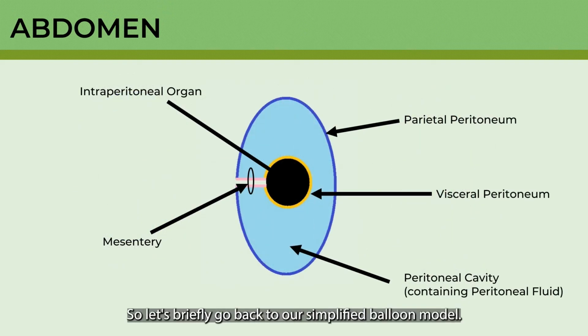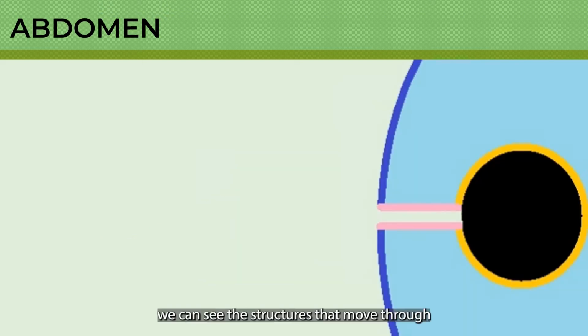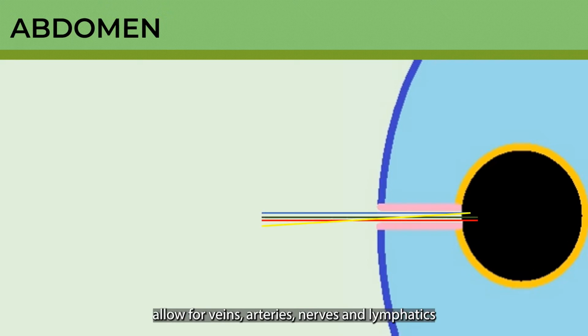So let's briefly go back to our simplified balloon ball model. If I zoom in, we can see the mesentery, and we can see the structures that move through this double-walled peritoneum. The double-walled properties of the mesentery allow for veins, arteries, nerves, and lymphatics to reach the intraperitoneal organ.